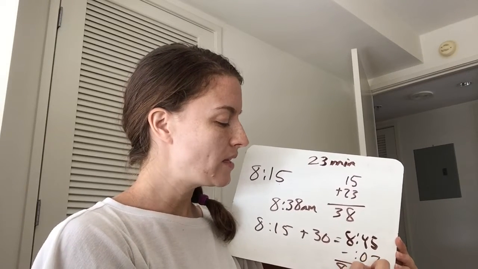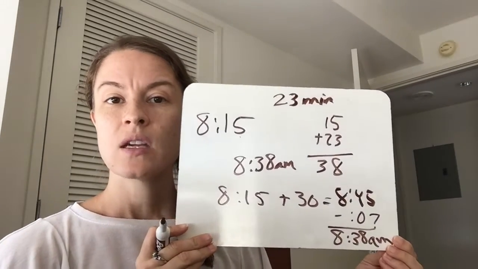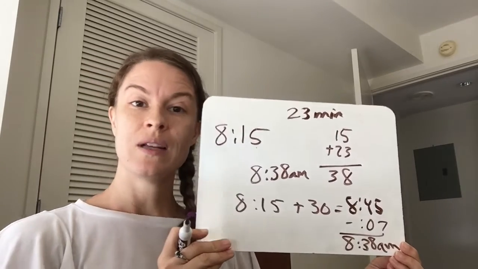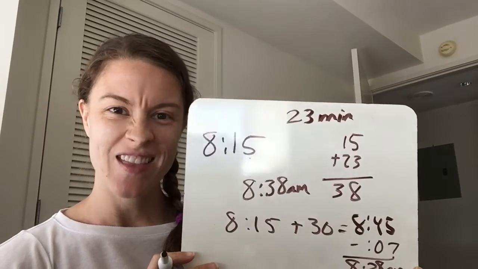So that's a couple ways to do it, boys and girls. You can either round the minutes to a half hour and then subtract the difference, or you can just add the minutes together and see what your total is. But either way, the answer is 8:38 a.m. That is when Sweet Medina and Sky Rose were united and playing together.